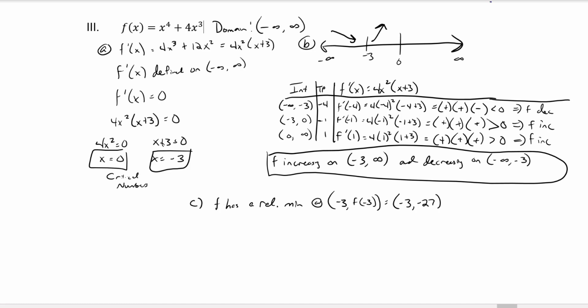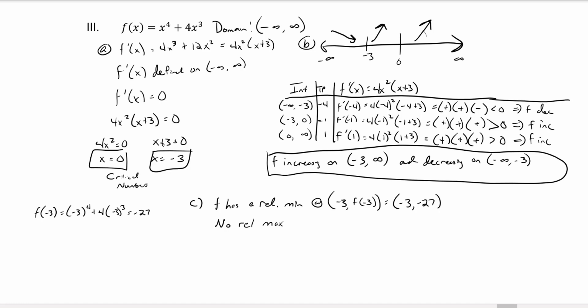The way we got that, f of negative 3 was negative 3 to the 4th power plus 4 times negative 3 to the 3rd power. That's where negative 27 came from. And then from 0 to infinity, f was still increasing, so we didn't have another sign change. There wasn't another change in behavior, so there is no extrema at 0.